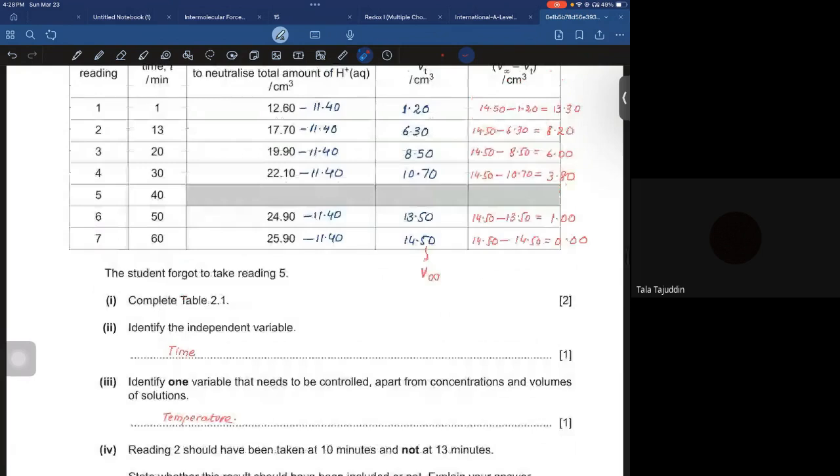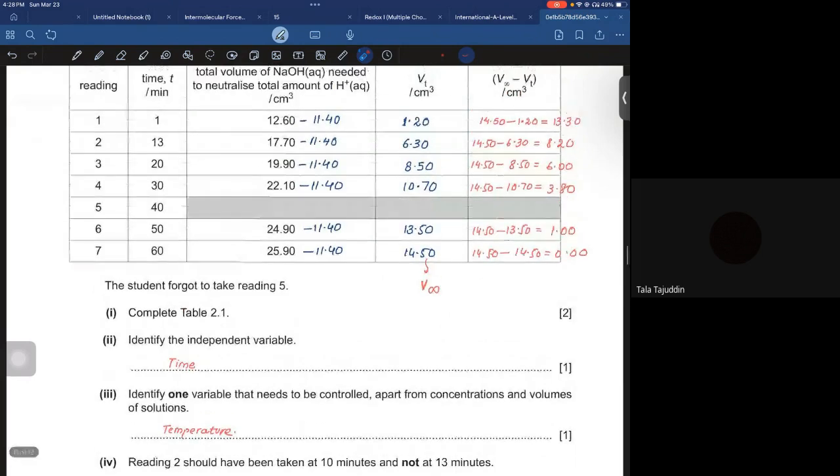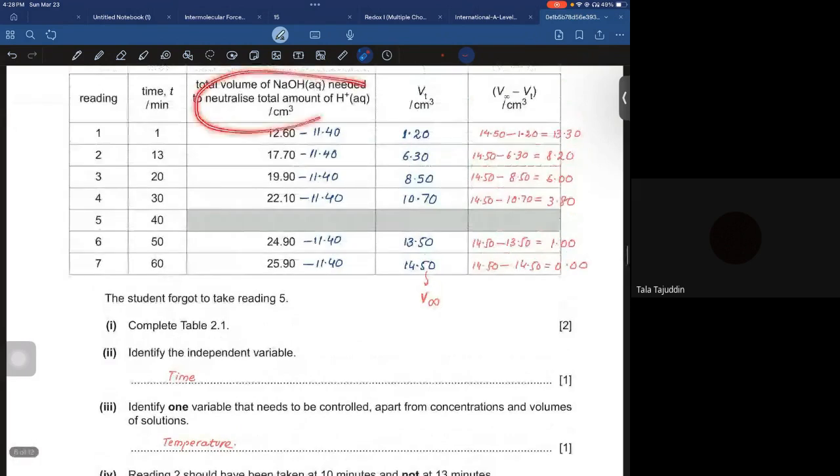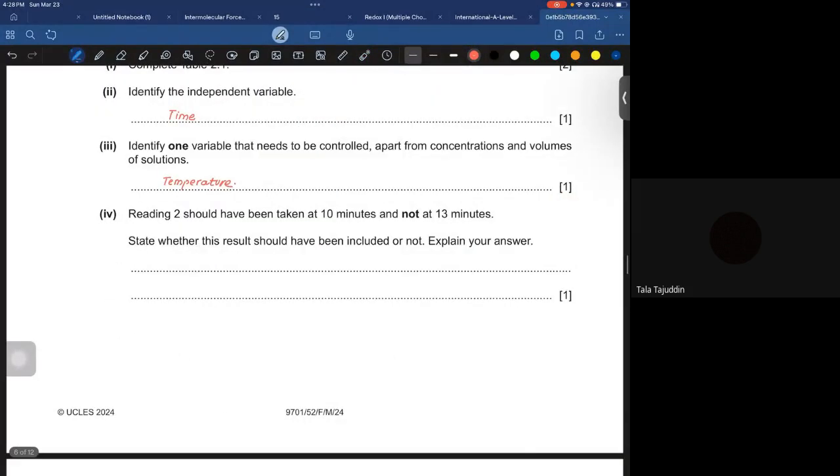If you can see the value of the titer, this is 12.6, this is 17.7, this is 19.9, 22.1, 24.9, 25.9. The values are increasing. It's not an anonymous value. It's not a random value. It is matching with all of these. So that's the reason I would say yes, this is an accepted value.